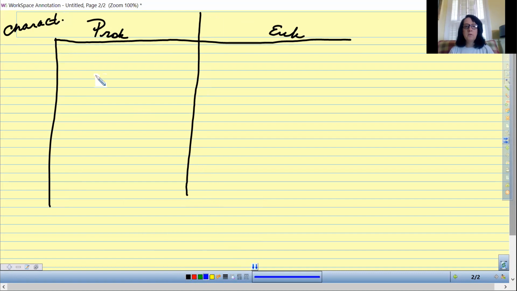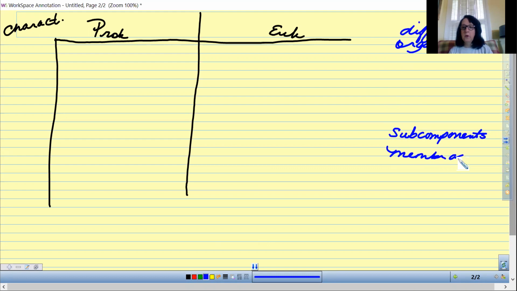So I think this is going to be an easy review for you. As we go through the characteristics of both a prokaryotic and a eukaryotic cell, here are things you need to focus on. Number one, what are the differences between the two cells? Number two, what are the organelles, structure and function of the organelles in both cells? Number three, what are the subcomponents of maybe those organelles? Number four, what are the membranes in those organelles? What are the membranes in the actual cells?